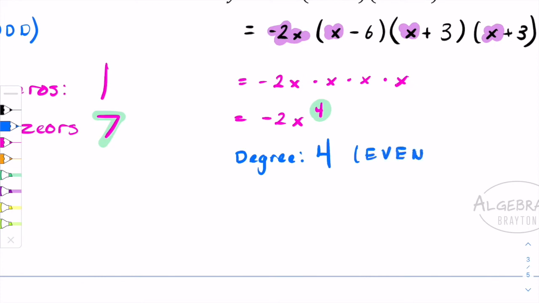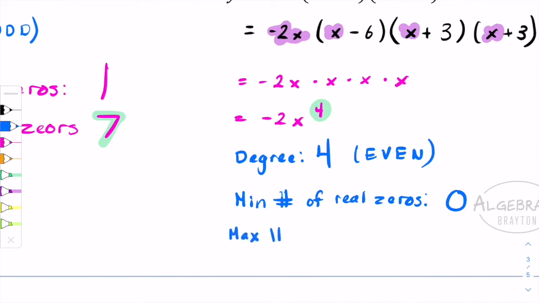And an even degree says that the minimum number of real zeros is going to be 0. It doesn't actually have to cross the x-axis. And then the maximum number of real zeros is going to be the same as the exponent, which is 4. And that's your final answer.